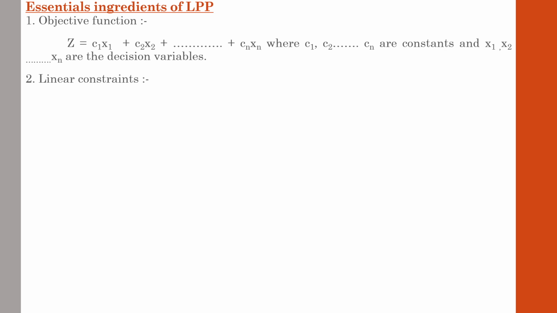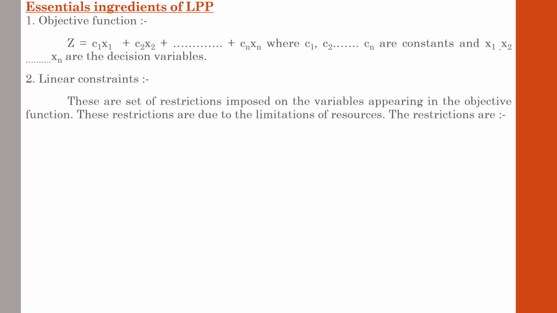Next one, linear constraints. In simple terms, these are the difficulties that we have to face in order to achieve the objective function. So linear constraints are a set of restrictions imposed on the variables appearing in the objective function. The restrictions may be due to limitation of resources or limitation of factors of production like manpower, machine hours, machine time, labor power, like that. These are the issues or difficulties which we have to face in order to achieve the objectives.